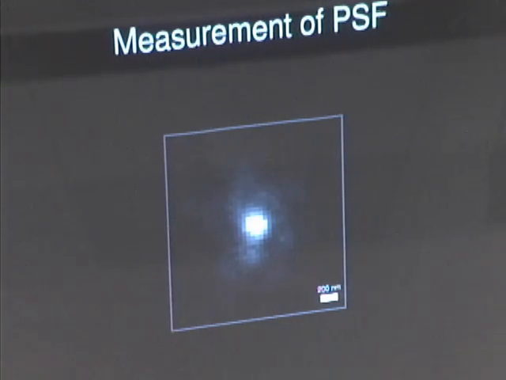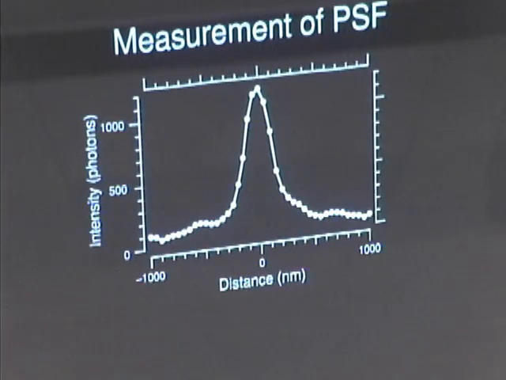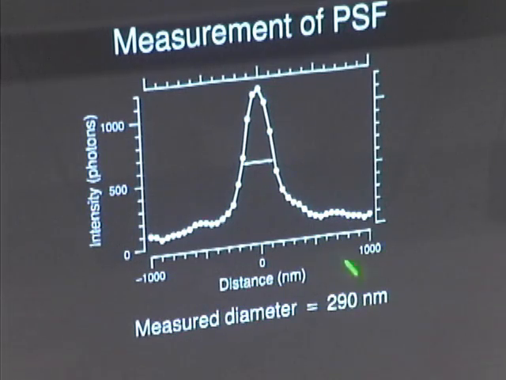So here's a picture taken with Stan's microscope. And if we take a row of pixels and plot the brightness, this is the reconstructed image using standing wave illumination, which is what we called it. And it's got an apparent diameter of 290. The 290 is bigger than the 200 because of the blurring of the microscope, okay?